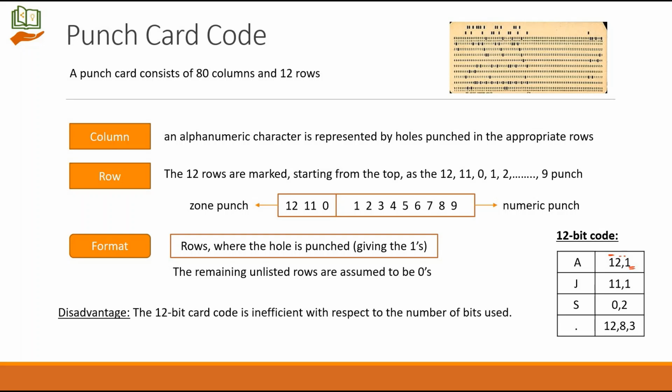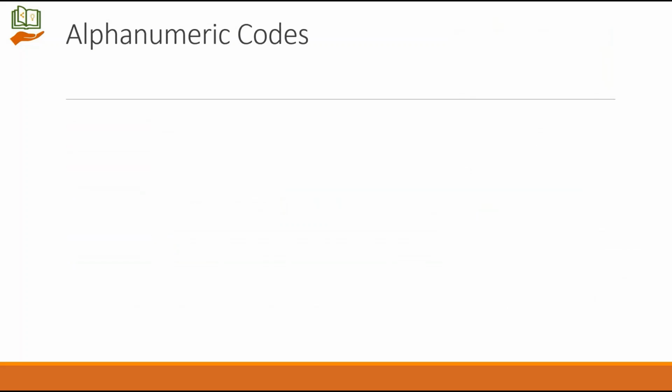What is the disadvantage of this particular code? The 12-bit card code is inefficient with respect to the number of bits used because you are using 12 bits there. That's why it is not in use. But you can just at least know that such code existed. Whether it is EBCDIC code or punch card code, we are just knowing it for knowledge purpose.